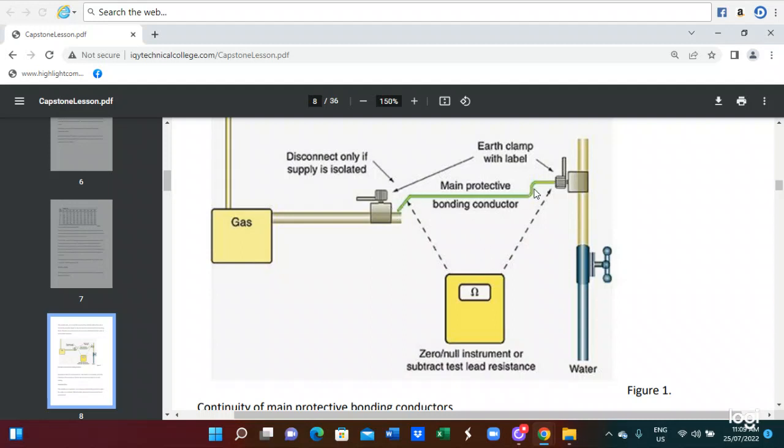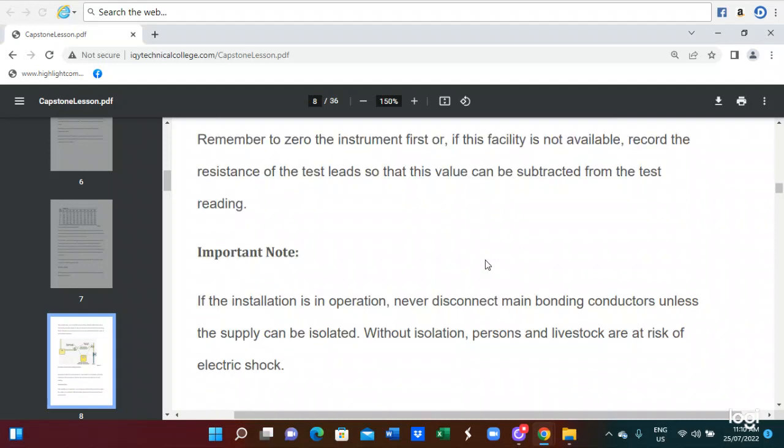So the main protective bonding conductor is connected to the water pipeline by using the arc clamp as well as other metallic parts. The wire joining together these two terminals is the main protective bonding conductor. This main protective bonding conductor resistance needs to be measured by using an ohmmeter. In this case, a zero or neutral instrument has to be utilized to measure it. So the zero instrument is an important aspect.